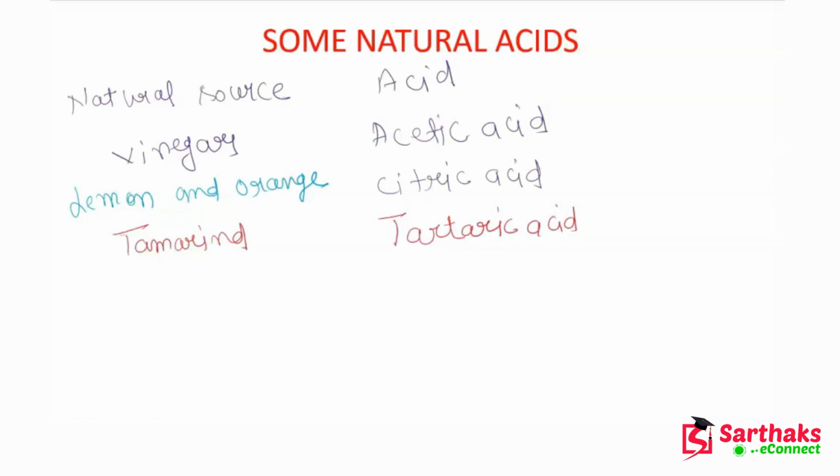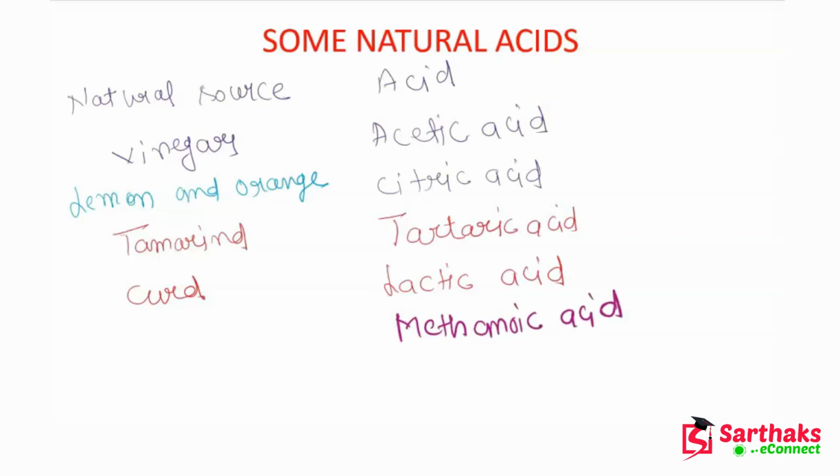Now guys, let's talk about lactic acid. It is commonly used in examinations. So lactic acid is found in curd. And one more acid is very important, and that is basically methanoic acid. Methanoic acid is found in the ant sting.